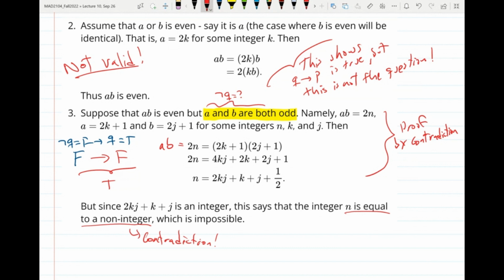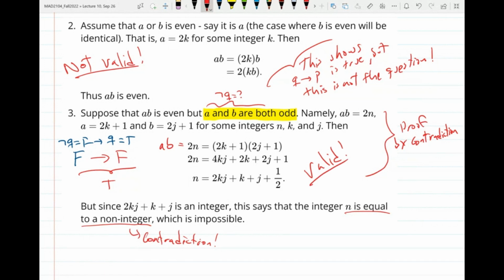Now, you cannot say that this is not true because this is part of what we're given, that AB is even. So you don't touch this. So that means this is what's wrong, that both A and B are odd. That's the problem. So one of them better be even, and that's exactly the conclusion that we wanted to reach. So we're good. Yes. So that's a valid argument. So this is a valid proof.